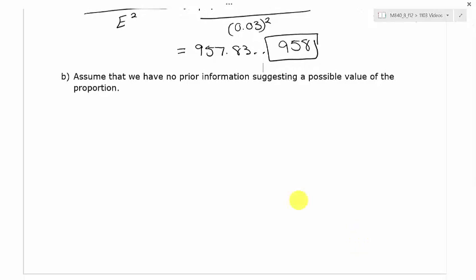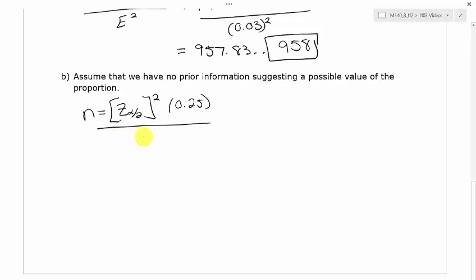Next, we're going to assume that we have no prior information, and so we use the other formula. So n is z sub alpha over 2 squared, and this time we're going to multiply by 0.25. That's the worst case scenario, and then divide by the error squared. So we still want to be 95% confident, and so we're still going to use our z sub alpha over 2 as 1.96. And we square that, and then times 0.25, and then we divide by the error squared. Nothing else is changing except that we don't have any information about p. And so that's still going to be 0.03, and you want to square that.